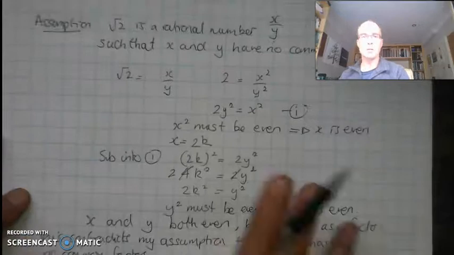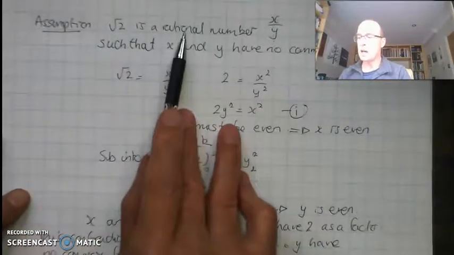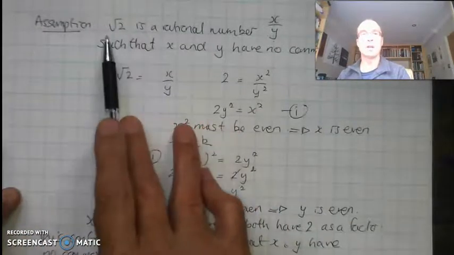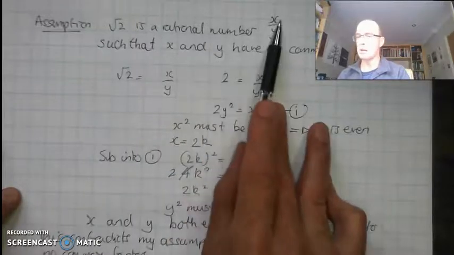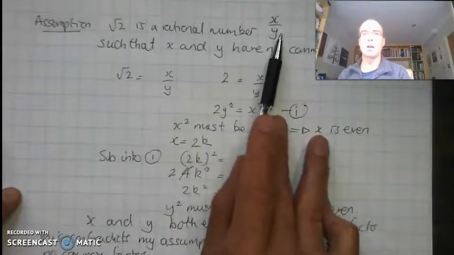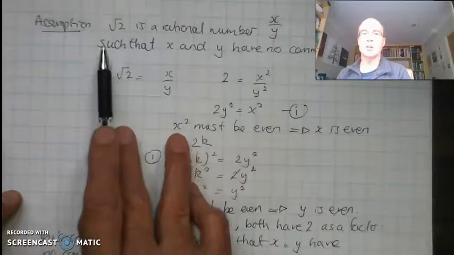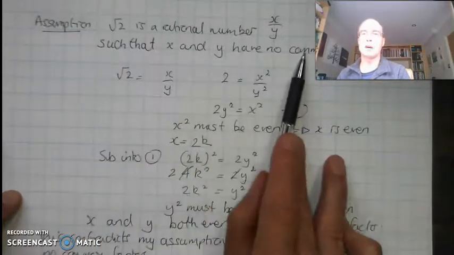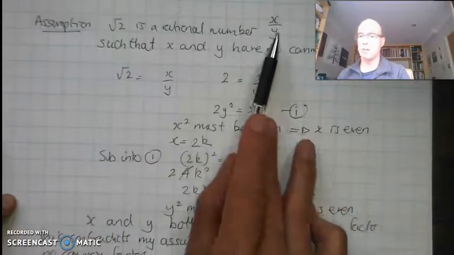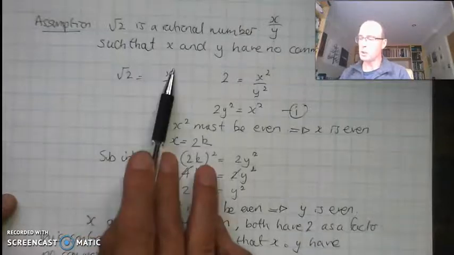So what have we done? We've stated our assumption. It's the opposite of what we're trying to prove. So root 2 is a rational number, which means I can write it as x over y. I need that extra condition, such that x and y have no common factors, so I can't simplify this down. Therefore, we've got root 2 is x over y.